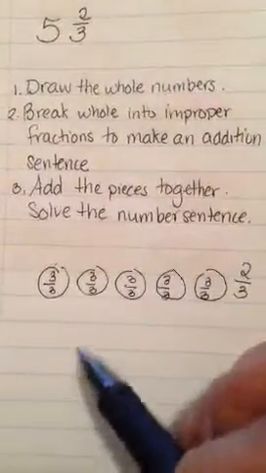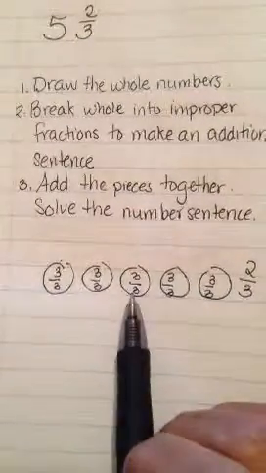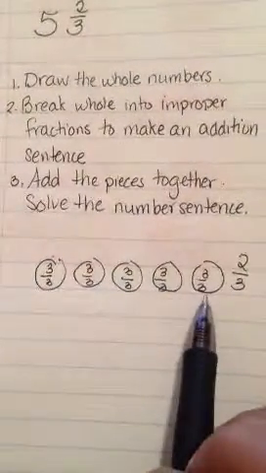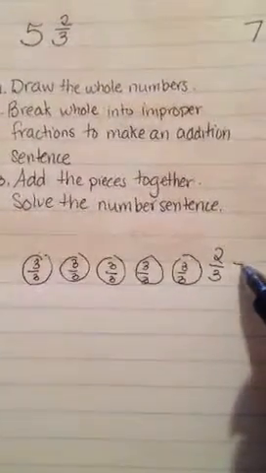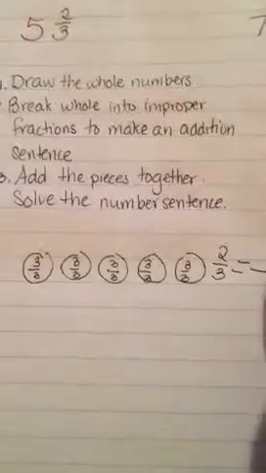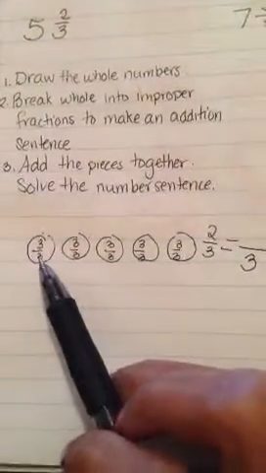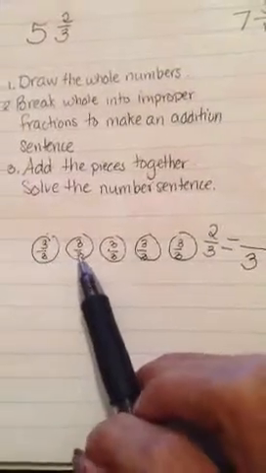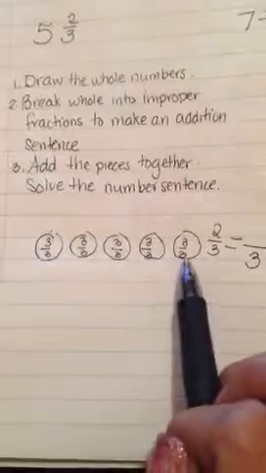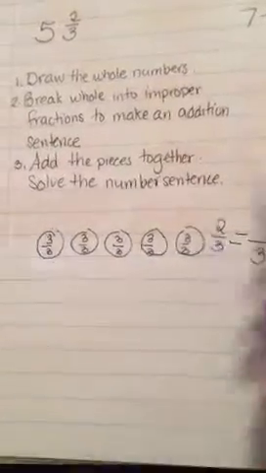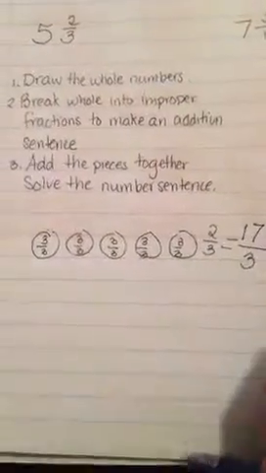Now, think about this as an addition sentence. If I have 3 out of 3 plus 3 out of 3 plus 3 out of 3 plus 3 out of 3 plus 3 out of 3 plus 2 out of 3, how many pieces am I going to have all together? They're all the same size. They're all thirds. And I'm going to have 3 plus 3 is 6 plus 3 is 9 plus 3 is 12 plus 3 is 15 plus the 2 is 17. So I have 17 thirds.